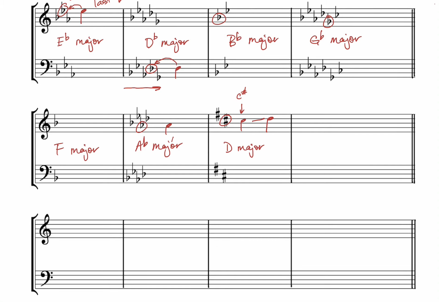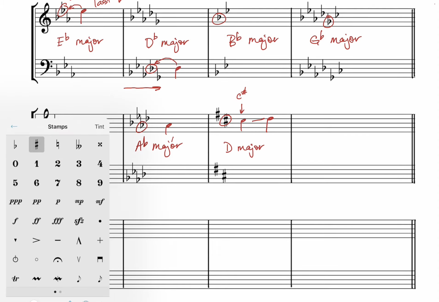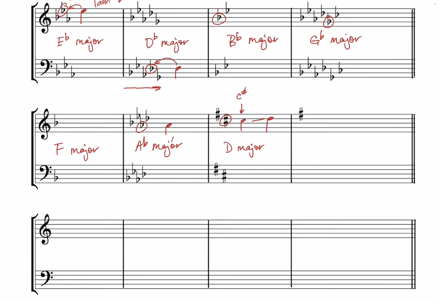Let's do one more before we go on. Can you identify this key? Did you identify this sharp as G sharp? Go up to the next letter name, and we have the name of the key, which is A major.